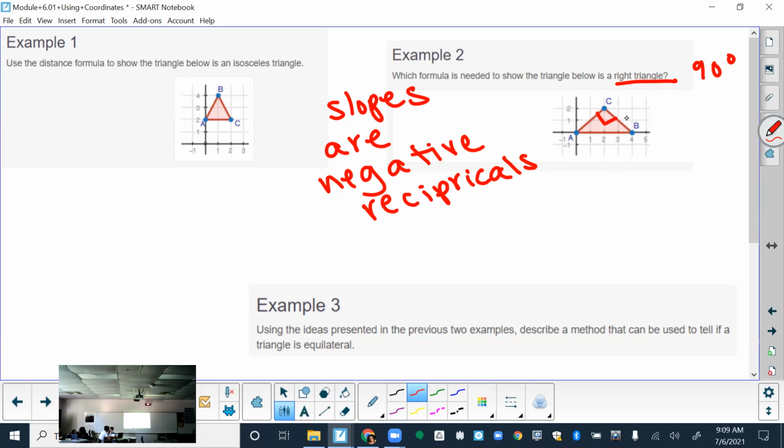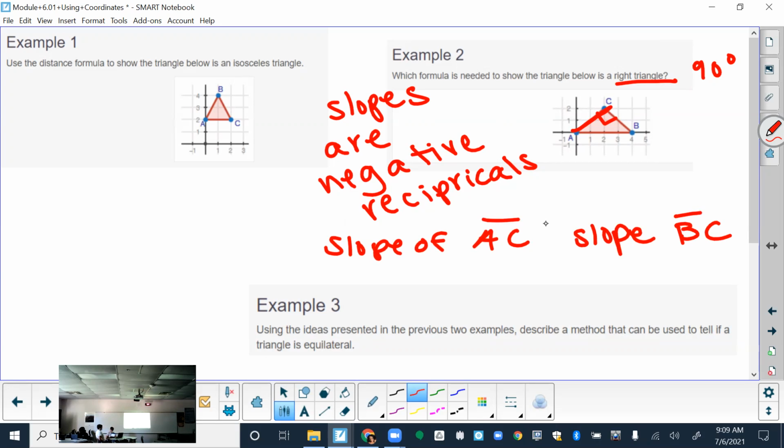So if I can figure out the slope of AC, so you were right, Shelby, if I can figure out the slope of AC and compare it to the slope of BC or CD, and if I can show that they're negative reciprocals, then I can say that it is a 90-degree angle there, and it is a right triangle.